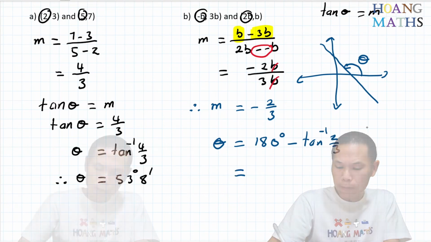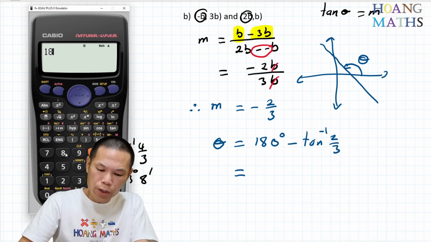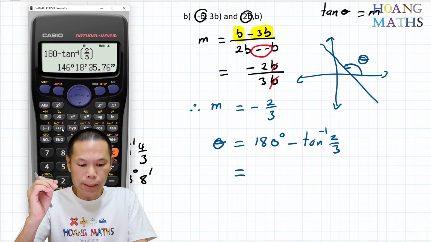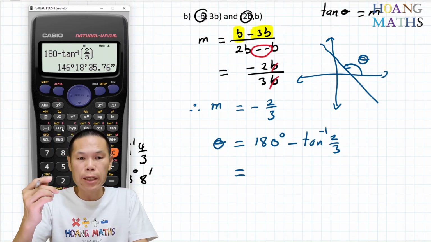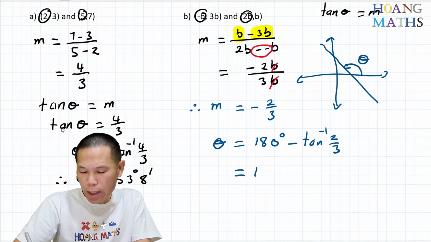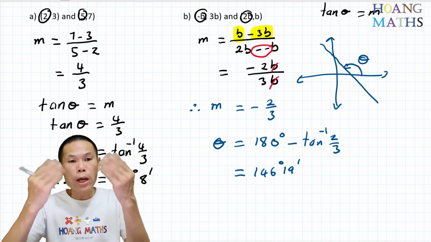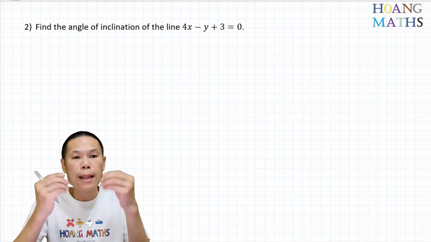So that will give me, just go 180 minus inverse tan of 2 over 3. There you go, 146 degrees and 19 minutes. So there you go. Last one.